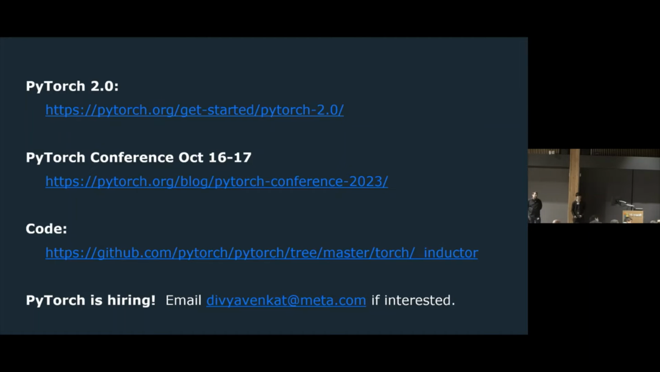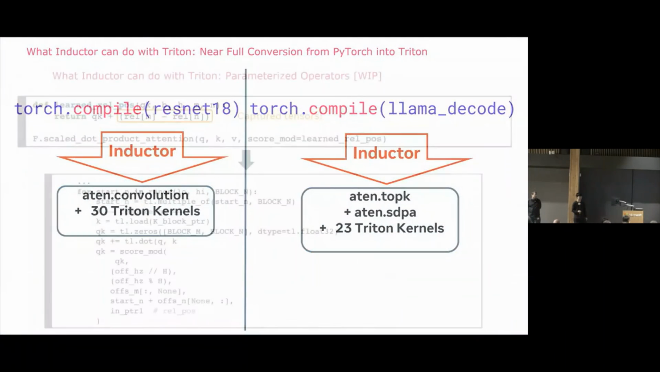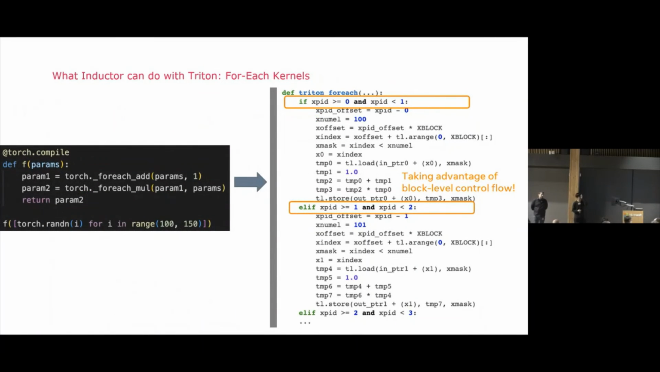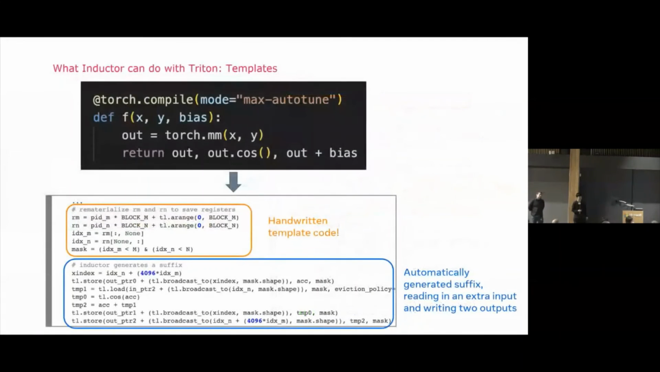Can you hear me okay? Okay. How do you generate nested loops? What do you mean by nested loops? For example, here, in most cases you have a single for loop in a Triton kernel. Is there any case where you can generate nested loops in Triton?